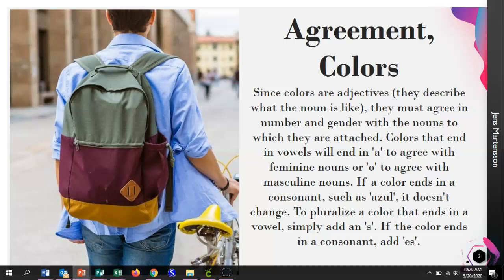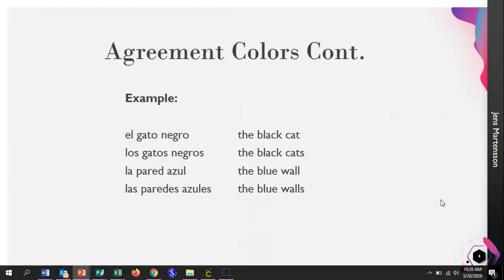To pluralize a color that ends in a vowel, simply add an S. If the color ends in a consonant, add ES. Okay, so basically, to sum it up, if an adjective ends in a consonant, we're going to add ES at the end. In this example, if we're talking about azul, L is a consonant, so we're going to add ES at the end to make it azules, to make it plural. If it actually ends in a vowel such as A or any other vowel, we're only going to add an S.